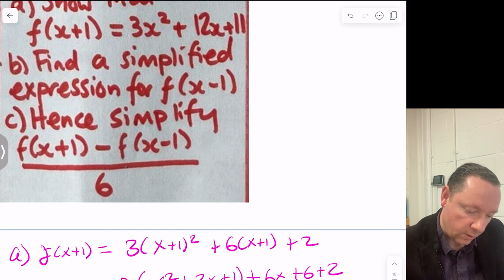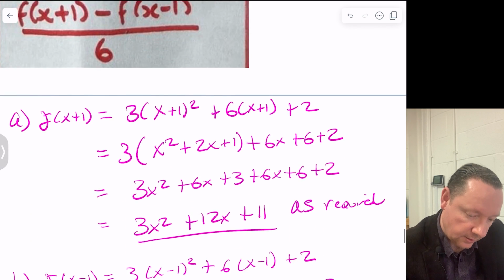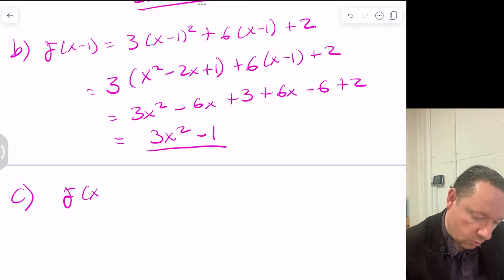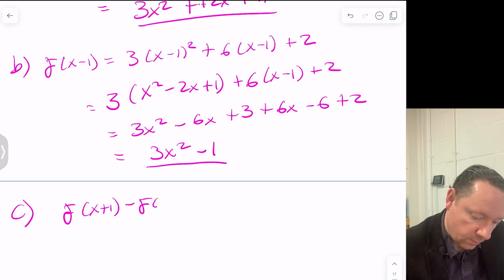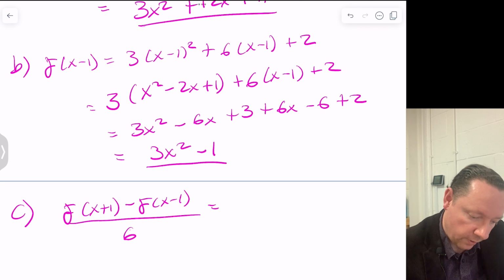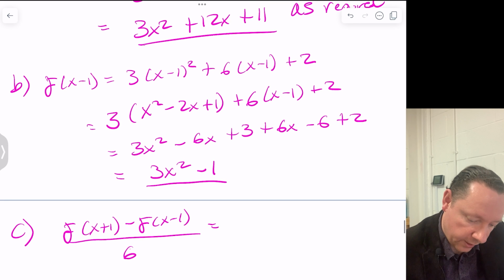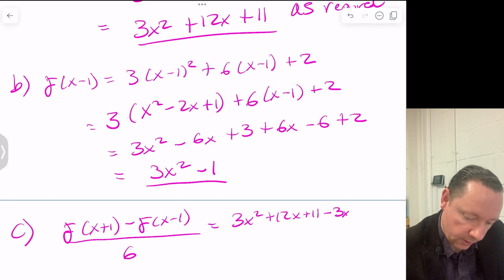Part C. Simplify f of x plus 1 minus f of x minus 1, over 6. So we've got f of x plus 1 minus f of x minus 1, over 6. So f of x plus 1 is 3x squared plus 12x plus 11. And we're taking away this one, so minus 3x squared. That's a minus minus, which is a plus 1, over 6. So watch out for that.